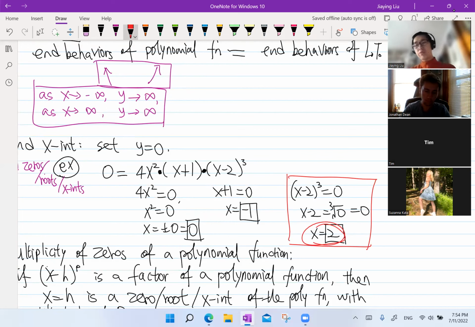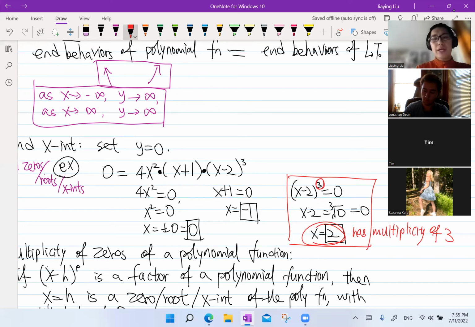So you could have x equals 2, it works. You have another x equals 2, it works as well. You have a third x equals 2, it also satisfies the equation. But because they're all equal to 2, we write them as one root, but this root repeats 3 times. So x equals 2 as a zero or as a root has multiplicity of 3, which corresponds to the exponent of this factored form.